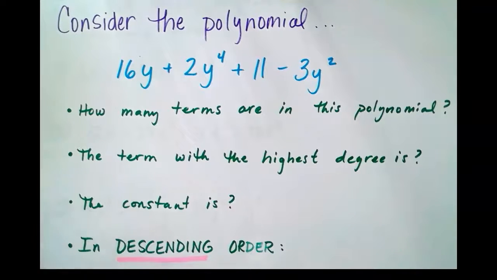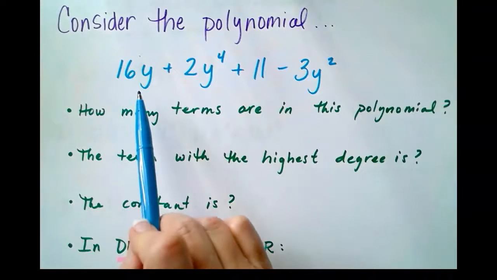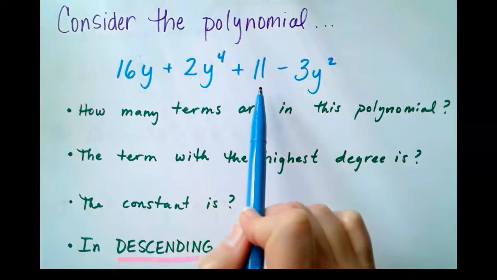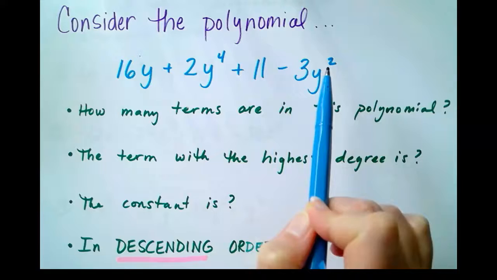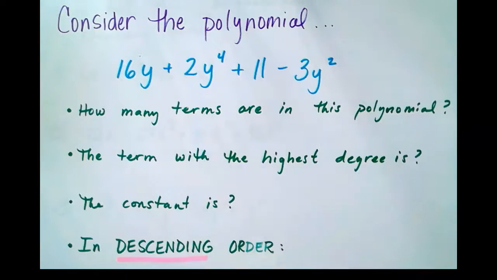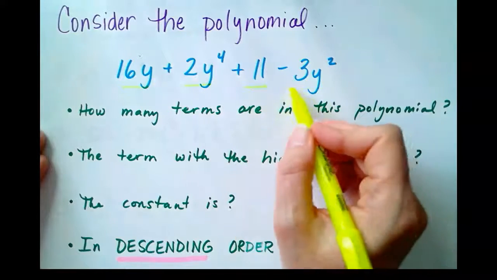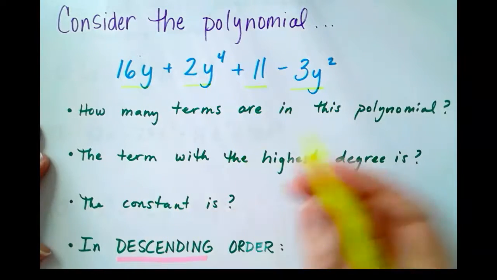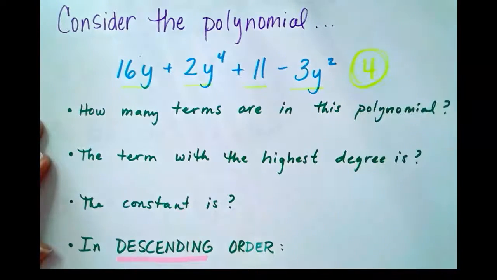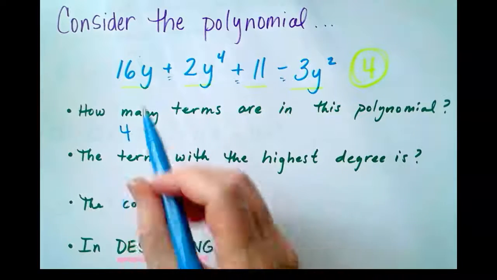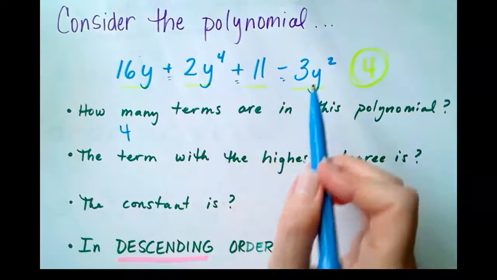So let's consider this polynomial. 16y plus 2y to the fourth plus 11 minus 3y squared. So first of all, how many terms do we have? We have 1, 2, 3, 4. This polynomial has four terms, and we're just going to call it a polynomial. It doesn't have to have a special name. But it has four terms. Remember, the terms are separated by the pluses or minuses. So first term, second term, third term, fourth term.